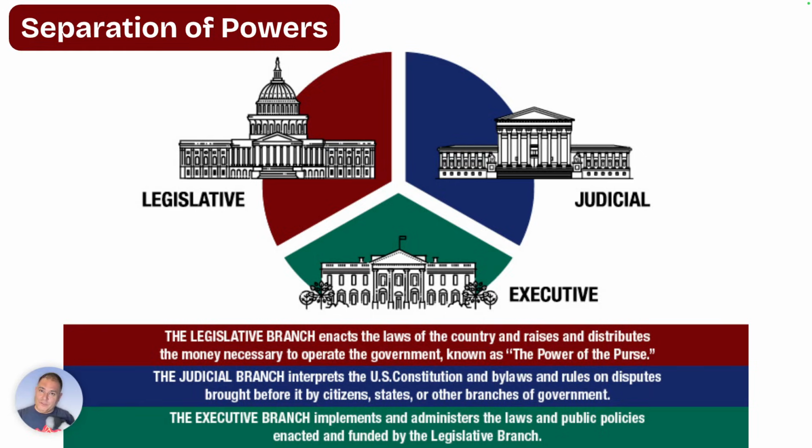Each branch is supposed to stay in its own lane. It doesn't always do it. And so as we learn throughout American history in this class and then in future classes, you'll see where the executive branch, the president, might try to take on some lawmaking power or some rulemaking power. They're supposed to stay in their lane. Congress is the one that's supposed to make the laws, make the rules, right?